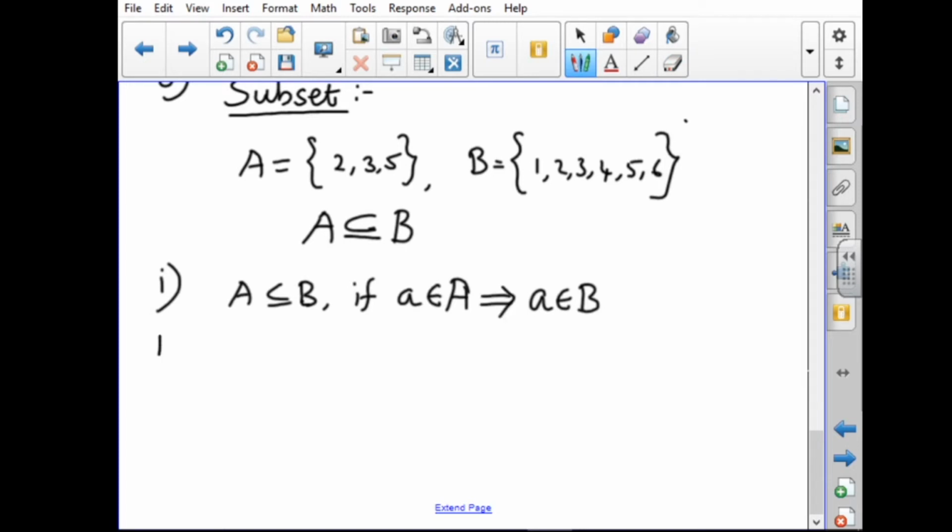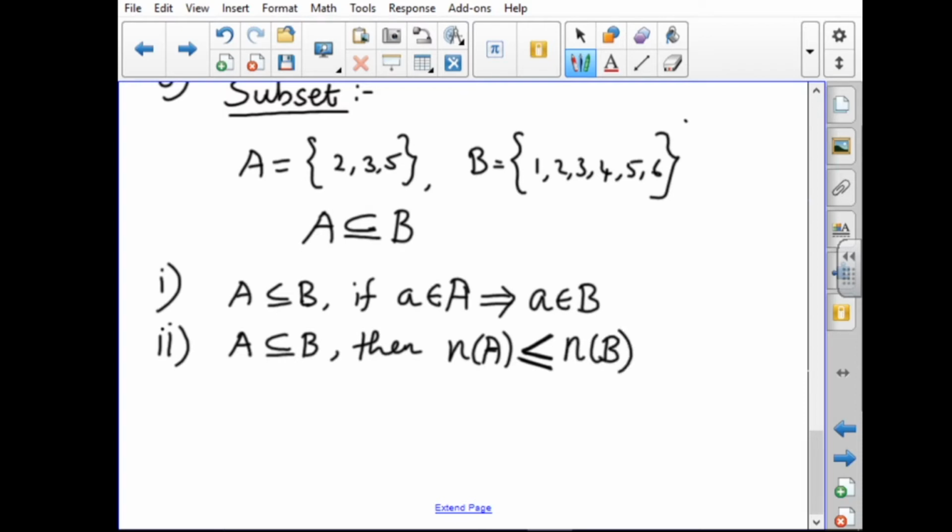Then another condition: if A is a subset of B, then n(A) is less than or equal to n(B). Consider the example, A is equal to {2, 3, 5} and B is equal to {1, 2, 3, 4, 5, 6}. So n(A), that means the number of elements of A, is less than or equal to n(B). This is called the subset conditions.